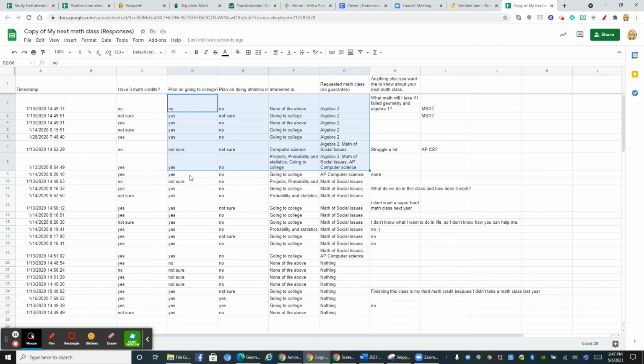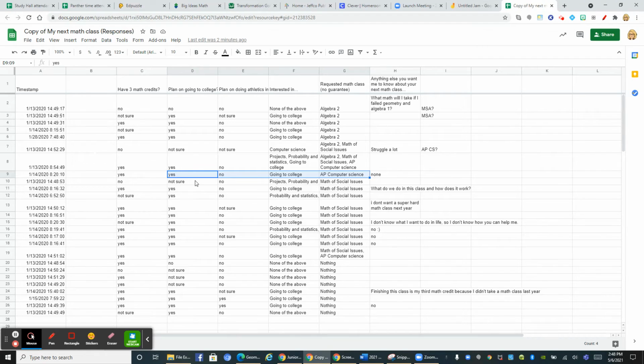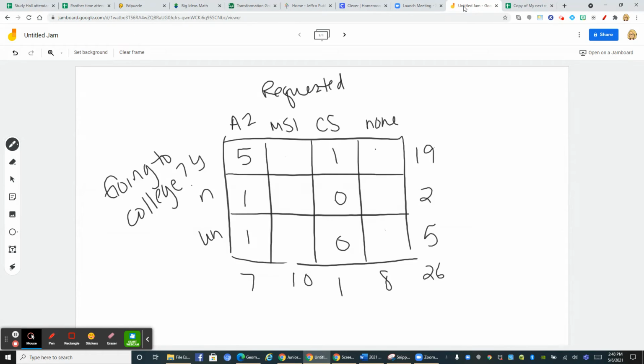AP Computer Science was a yes. We have no no's or unsures. The Math of Social Issues group, I have 1 not sure, and the rest are yeses. 1, 2, 3, 4, 5, 6, 7, 8, 9. 1 not sure, and the rest were yeses.